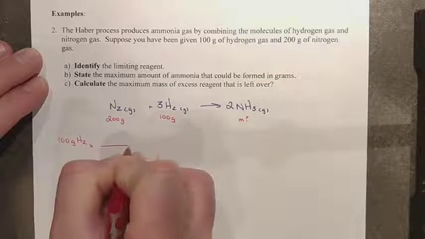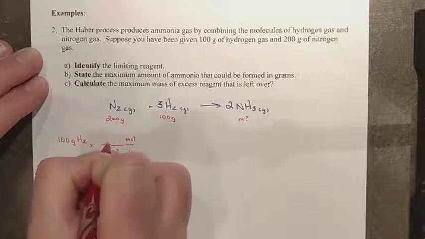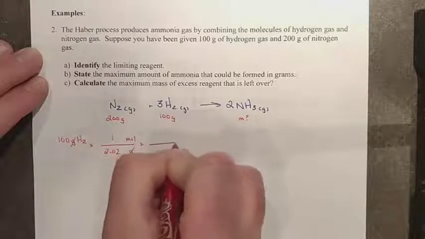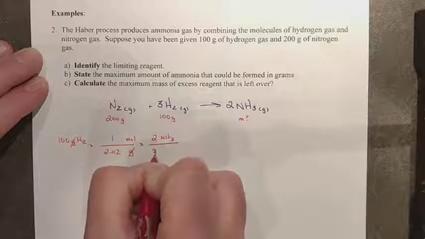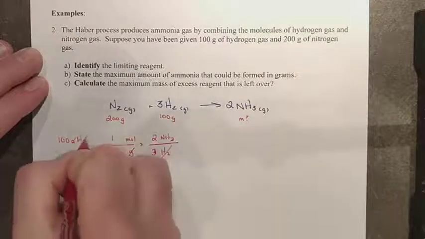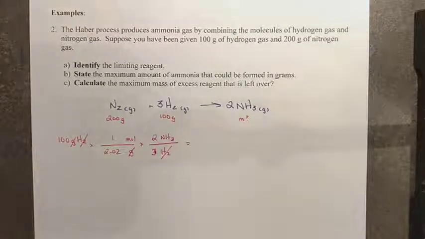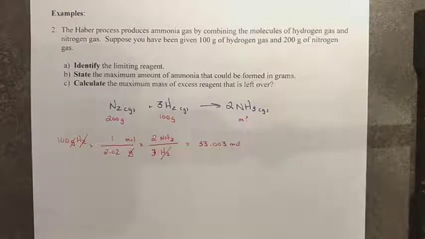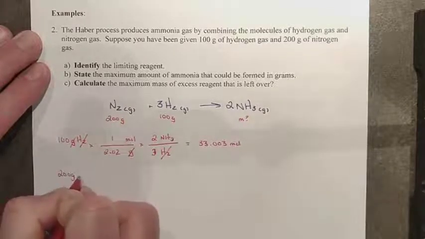I will convert that to moles with molar mass. Okay, it is 2.02 grams for every 1 mole of H2. Grams are now gone, so I have moles. I can now do my stoich ratio, and you can see it's 2 parts ammonia for every 3 parts hydrogen. Hydrogen now goes, and this is an appropriate place to stop. Okay, it saves me a couple of steps down the road. So when I do this, I find out that I get 33.003 moles of ammonia.